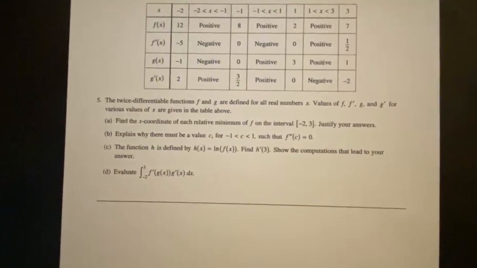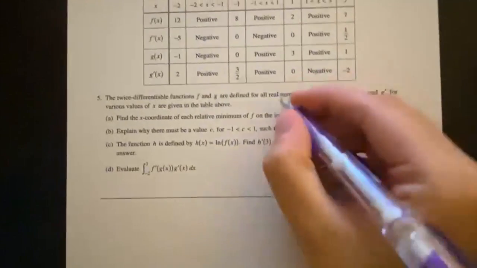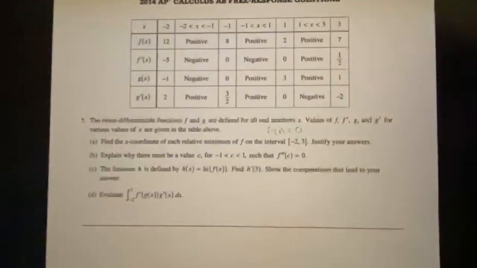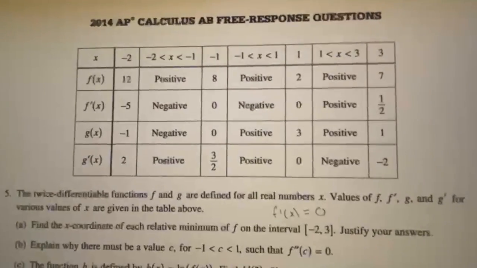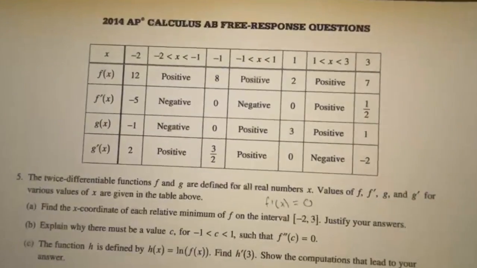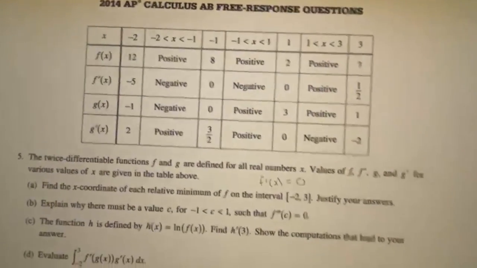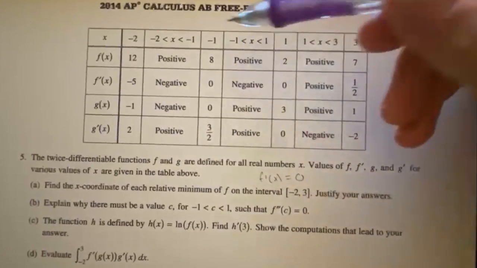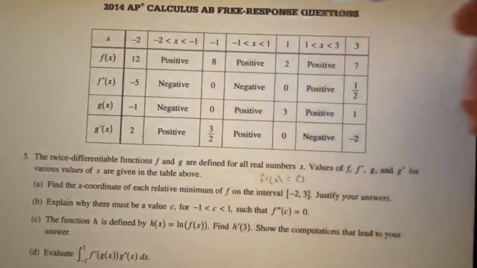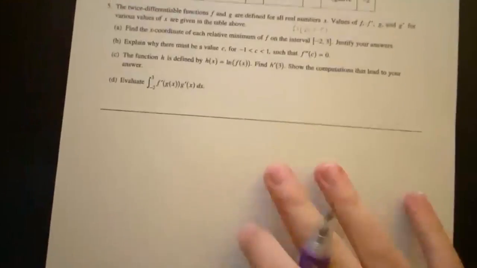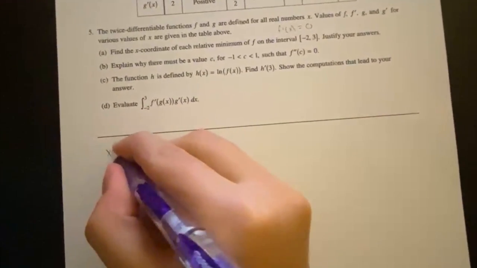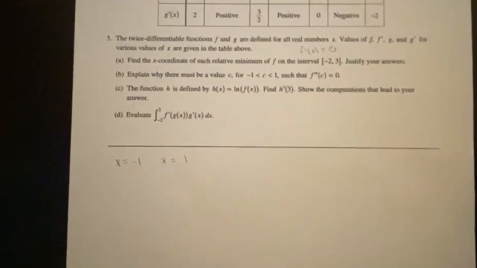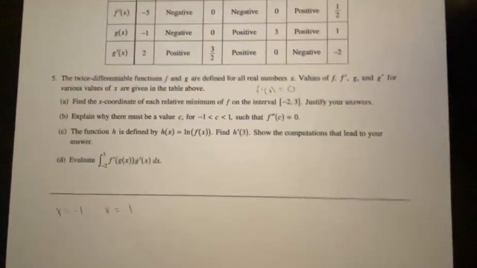So we know there's a critical point whenever f prime of x is equal to 0. So if we use the chart they've given to us, we see that there's 2 points where f prime of x is equal to 0. That's right here and right here, at x equals -1 and x equals 1. So we know there's critical points at x equals -1 and x equals 1. So then we can move on to the minimum part.